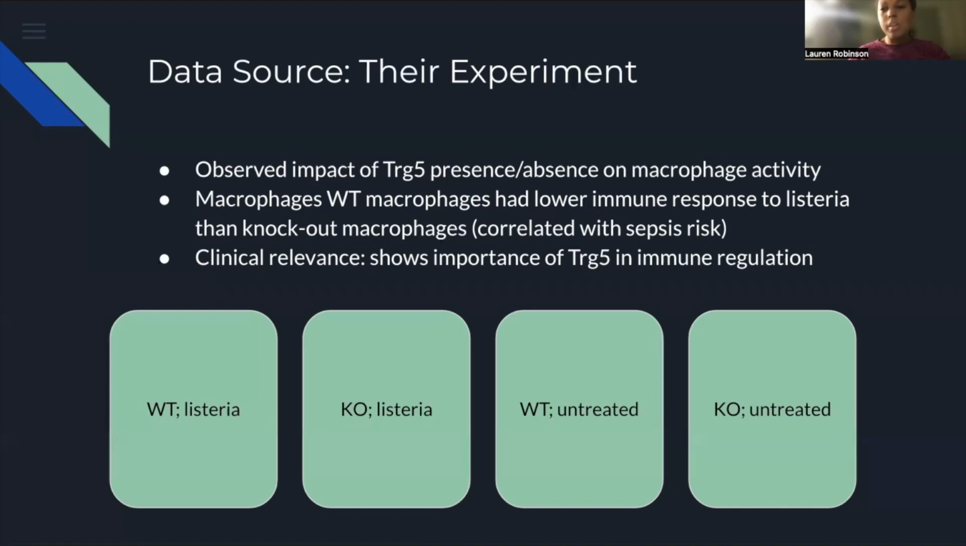And you might think you want a high immune response because you want to get rid of the bacteria. And it's true, you do want a sufficient immune response. But like I mentioned earlier, too much inflammation can lead to challenges. And that's exactly what they saw with the knockout macrophages, where there was an increased risk of sepsis. So the clinical relevance is that this experiment shows that TRG5, this receptor, is important in immune regulation, to make sure that you have, I guess, checks and balances of sorts when your immune system is responding to something that you wanted to take care of.